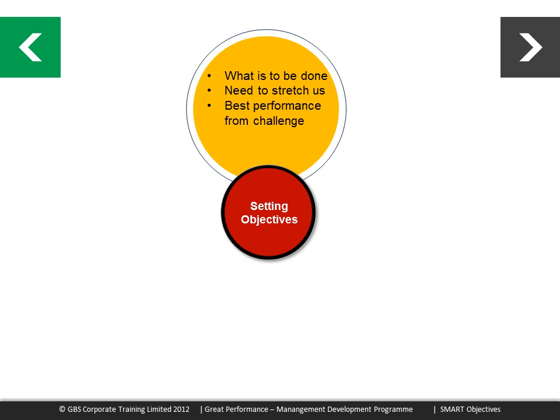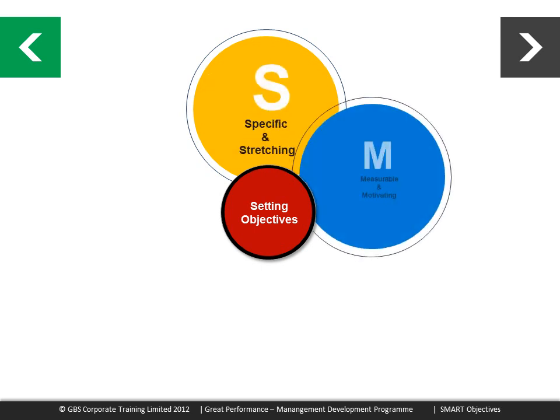The M stands for measurable and motivating, and you need to be able to tell whether the objective has been achieved and to what degree. Equally, the objective needs to motivate great performance.